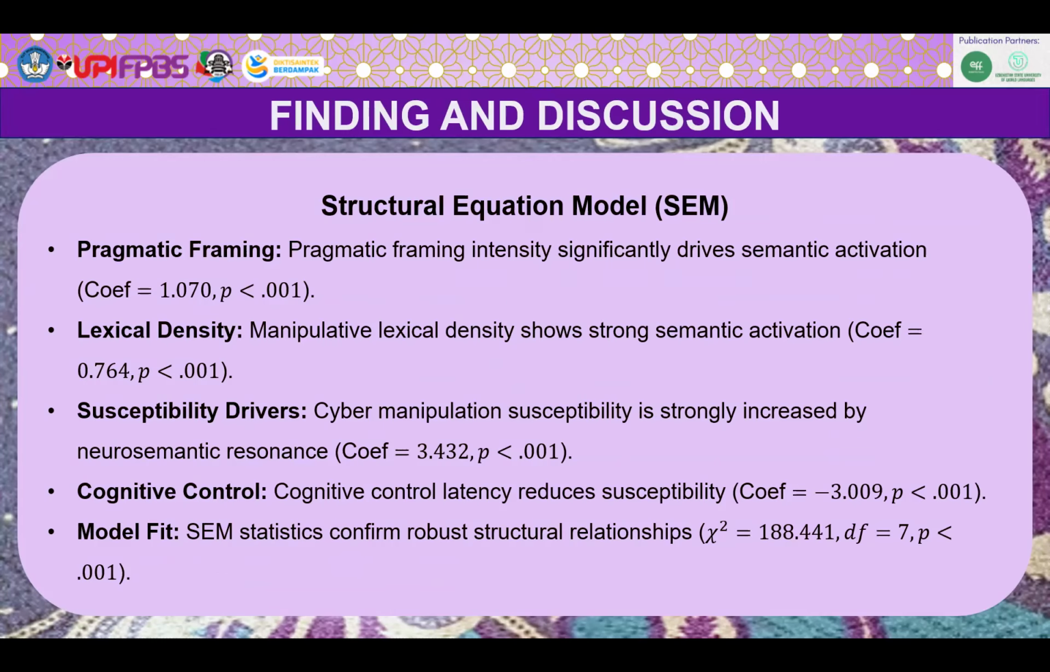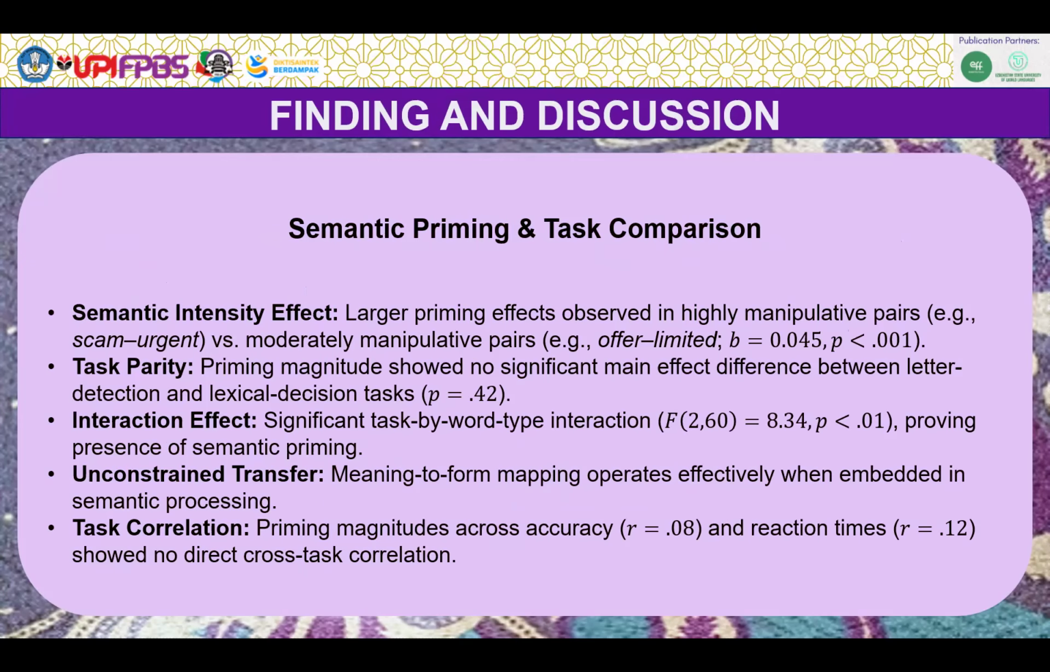First of all, let's look through the structural equation models, as we mentioned just now. Pragmatic framing intensity significantly drives semantic activation. So semantic activation was driven by pragmatic framing intensity. It was noticed that strong semantic activation also was shown through manipulative lexical density. And cyber manipulation susceptibility was very strongly increased by neurosemantic resonance. And cognitive control latency reduces susceptibility. At the same time, structural equation model statistics confirm robust structural relationships between the subjects.